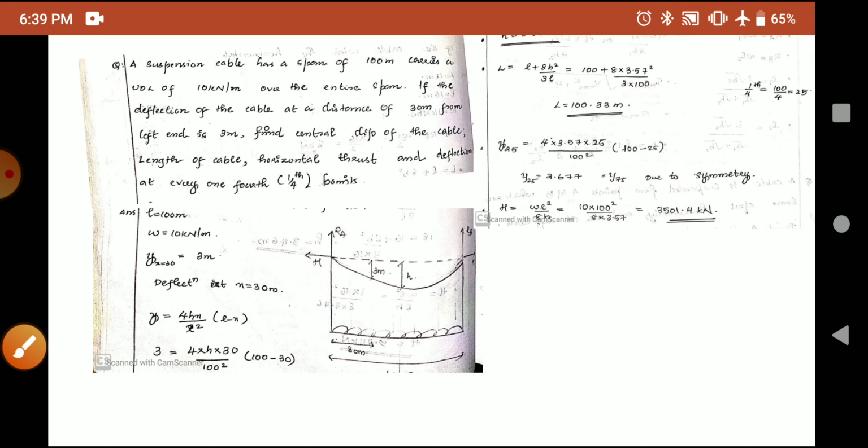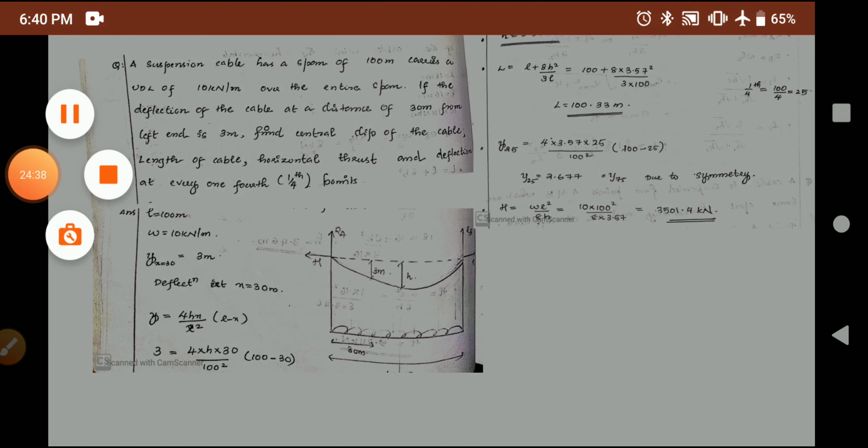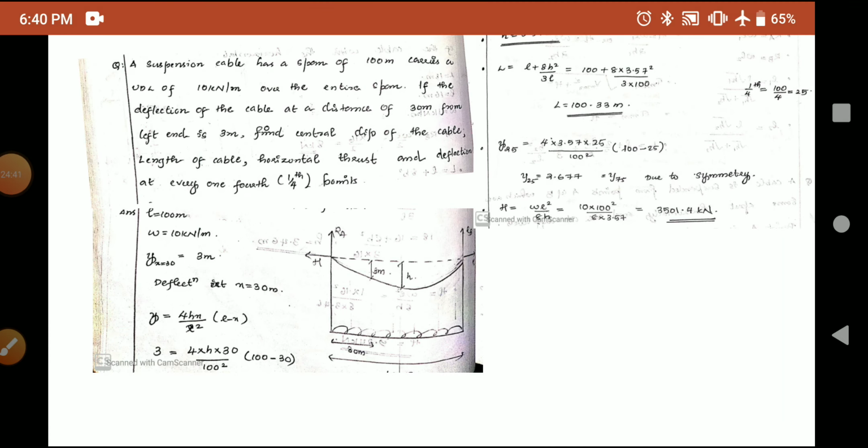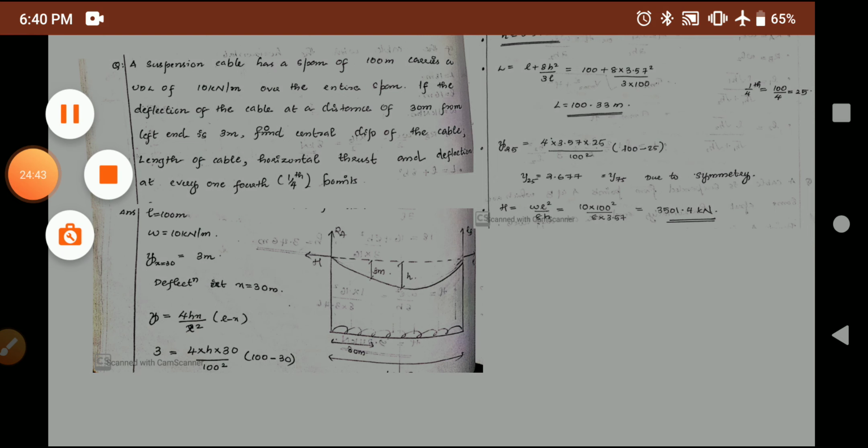Okay, so that's about cable subjected to UDL. Hope it is clear to you. I again remind you that you have to learn the formulas, then only this module will be easier for you.